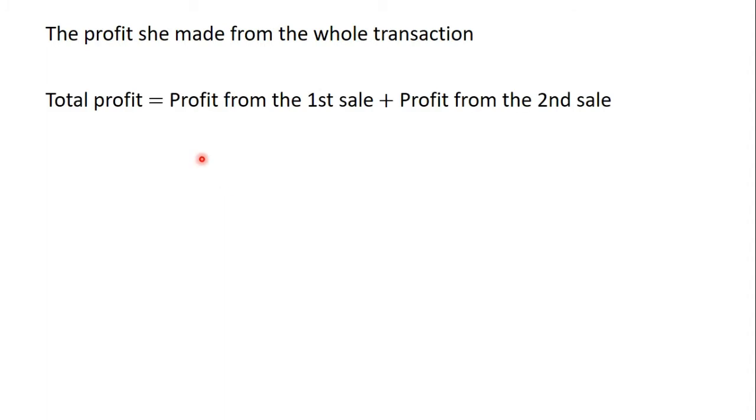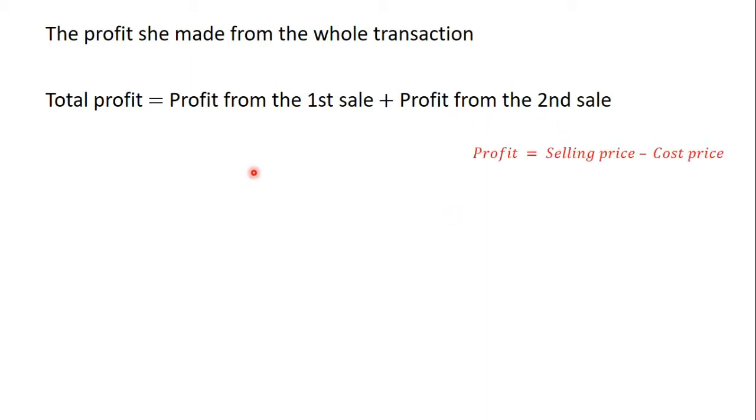As we have already seen, the woman sold the tomatoes in two parts, the first part and the second part. So for the whole transaction, her total profit is equal to profit from the first sale, or profit from the first part, plus profit from the second sale, or profit from the second part. So her total profit will be profit from the first sale plus profit from the second sale.